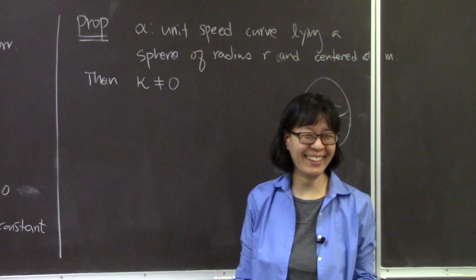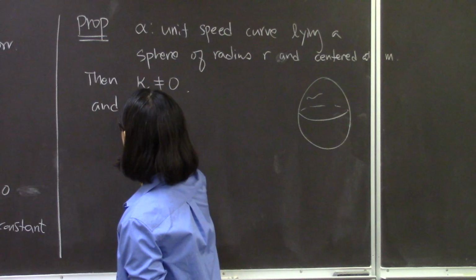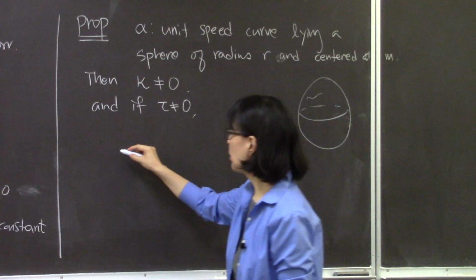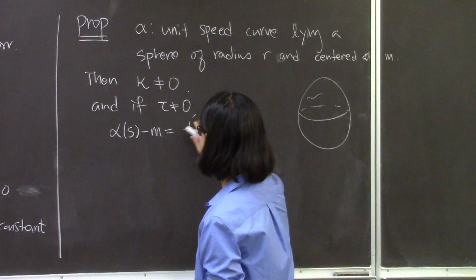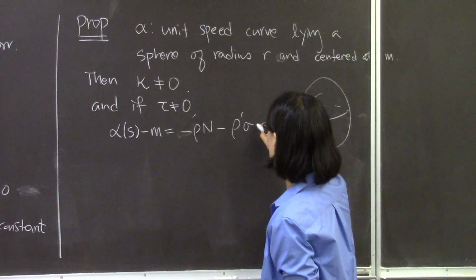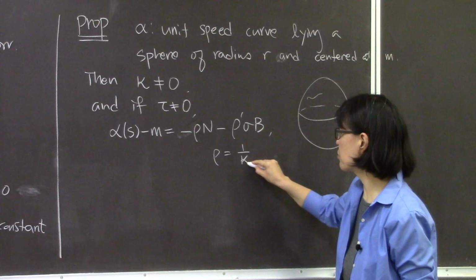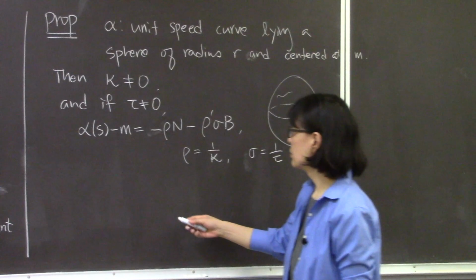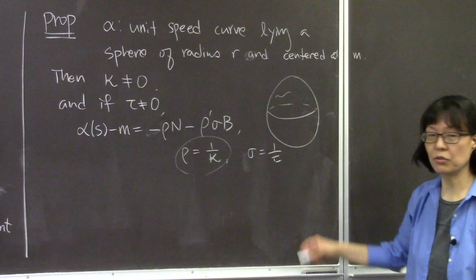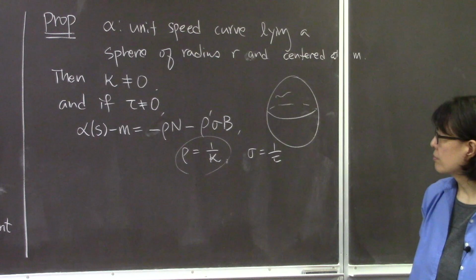And if torsion is not zero, we can write the curve this way. Alpha minus m, where m is the center, is minus rho n minus rho prime sigma b. And here rho is 1 over curvature and sigma is 1 over torsion. So we call rho the radius of curvature, sigma the radius of torsion, and the radius of the sphere is R.